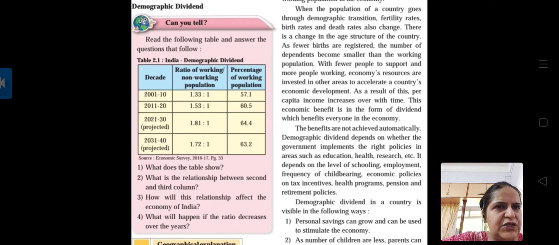Now look at the percentage of working population. The percentage of working population has increased for the first 3 decades gradually, 57.1, 60.5 and 64.4. In 2031 and 2040 it's been projected that it has reduced in comparison to 2021.